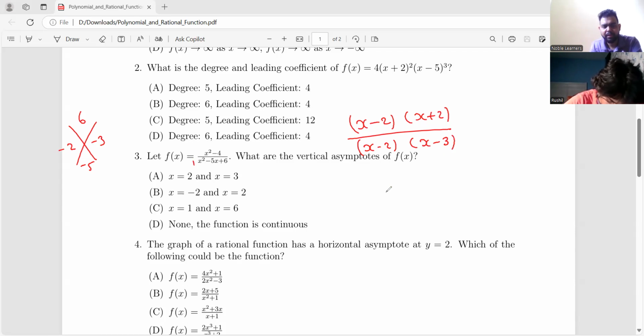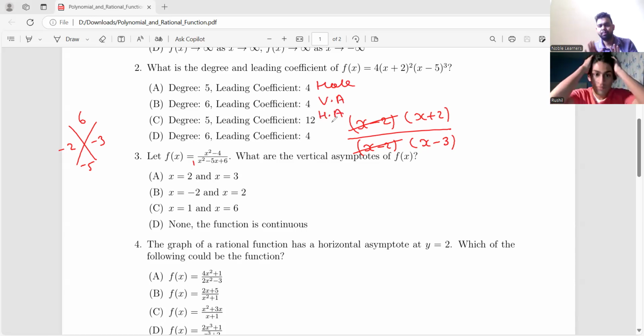Then you can cancel. I hope you get that would mean that 2 is one of them. 2 is not one of them, by the way. 2 is a hole, actually. Whatever you cancel out, it's a hole. There are three concepts: there is something called a hole, there is something called a vertical asymptote, and there is something called a horizontal asymptote.